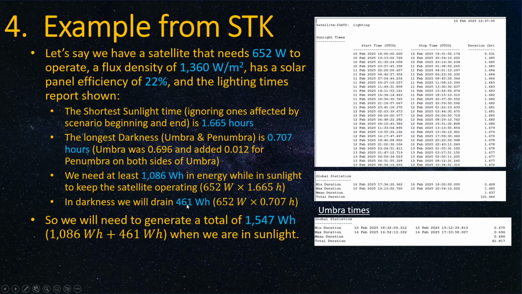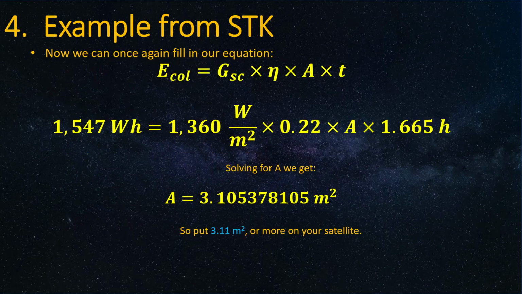In darkness, I'm going to drain 461 watt-hours. That's 652 watts that I need to keep the satellite running, times the time, 0.707 hours. So I need to generate a total of, I add those together, 1,547 watt-hours when we're in the sunlight. Okay, so when I'm in the sunlight, now we can go back to our equation. I know that I need 1,547 watt-hours of energy when I'm in the sunlight.